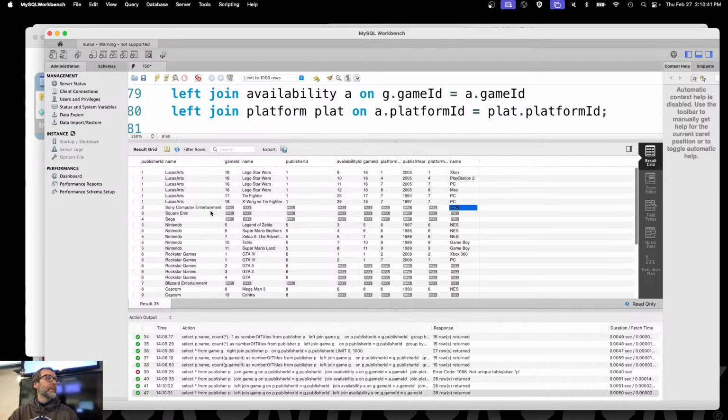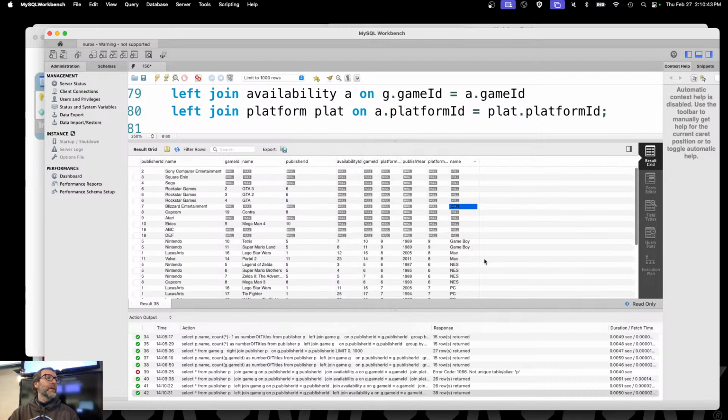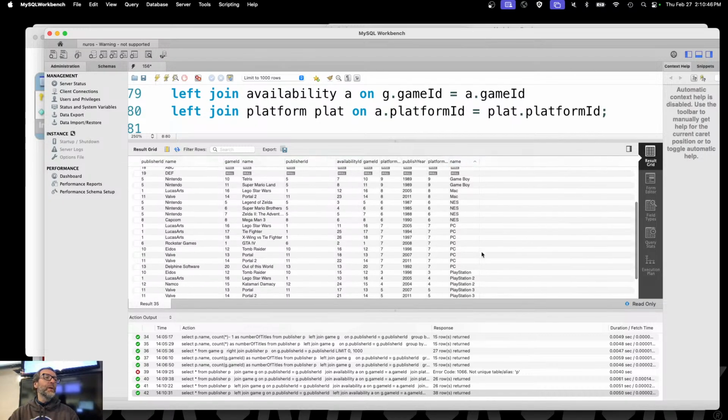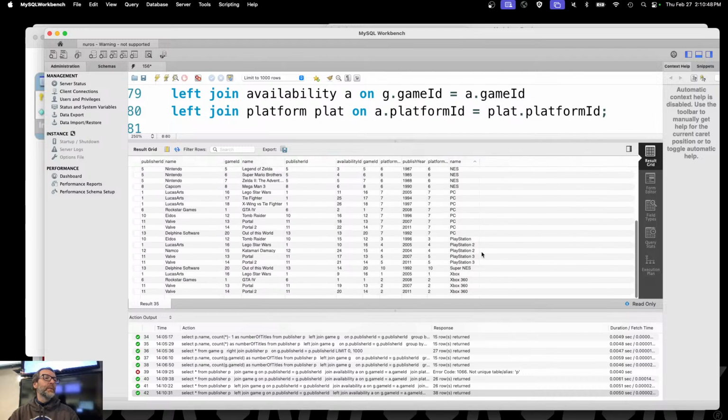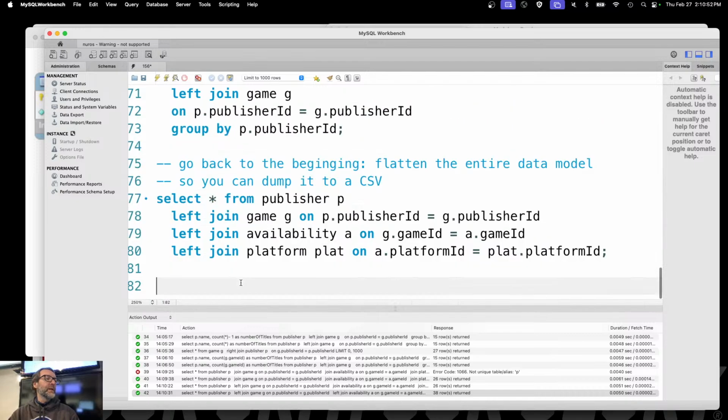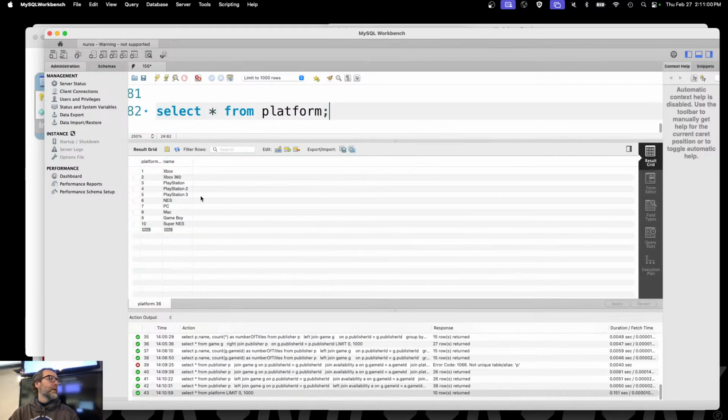Right? All right, what are the unique platforms here? I see Game Boy, Mac, NES, PC, PlayStation 1, 2, and 3, Super Nintendo, Xbox, and Xbox 360. We never actually looked at the platform table, did we? Select star from platform. All right. I see all of those are there.